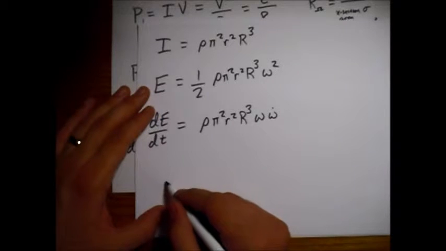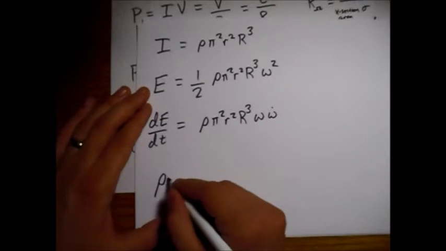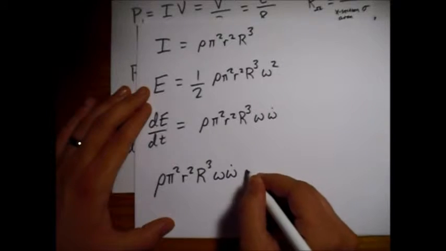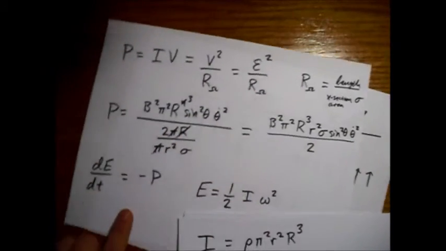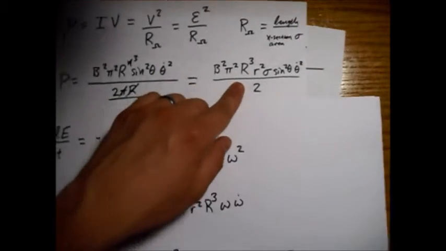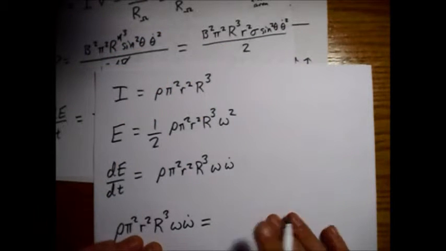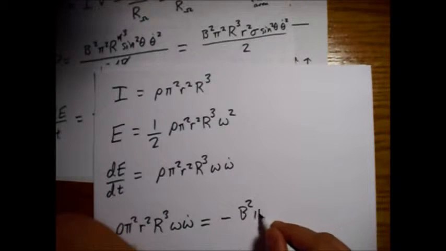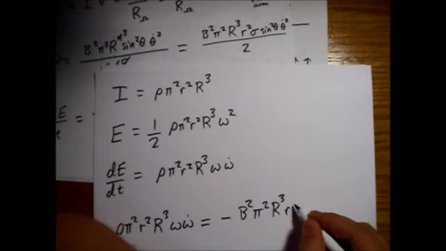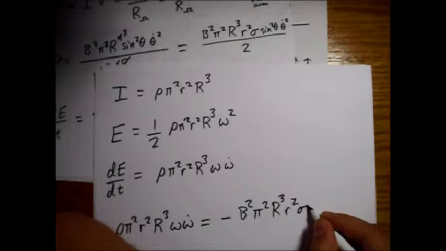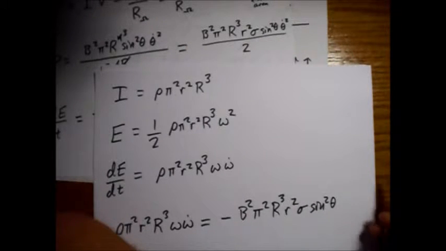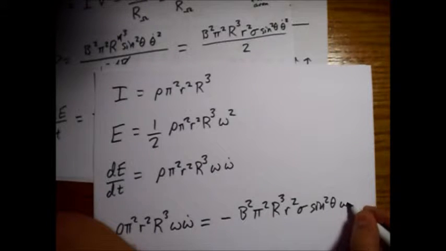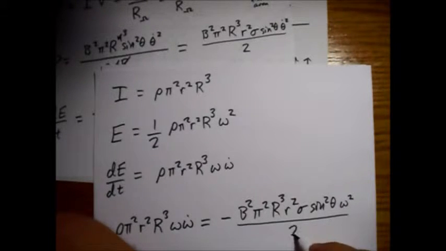Let's go ahead and set this equal to the other side. So rho pi squared, little r squared, big R cubed, omega dot is equal to, and then this negative P here, we'll go ahead and plug this in. Minus b squared pi squared r cubed little r squared sigma sine squared of theta, and then theta dot squared. Theta dot is equal to omega, so let me just call that omega squared. All right, and this is all divided by 2.